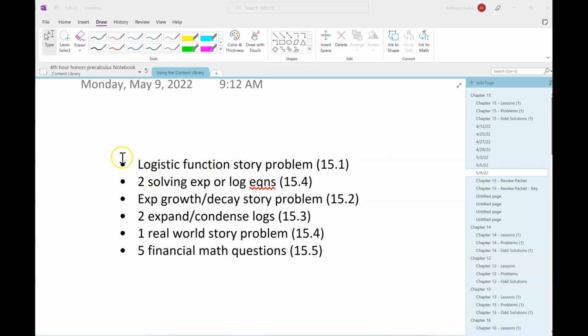So test format. You're going to have a logistic function story problem, something like you would have seen in section 1. Two solving problems, either exponential or logarithmic equations, things that you would have seen in 15.4. An exponential growth or decay story problem, like you would have seen in section 15.2. Two expanding or condensing logs problems, like we saw in 15.3. One real-world story problem, like we saw in 15.4. And then 5 financial mathematics questions, like we saw in section 15.5.